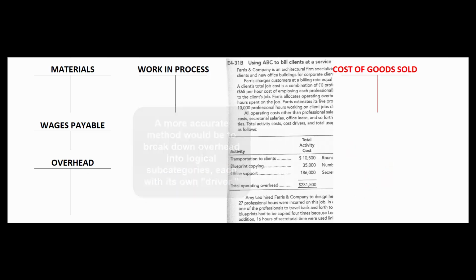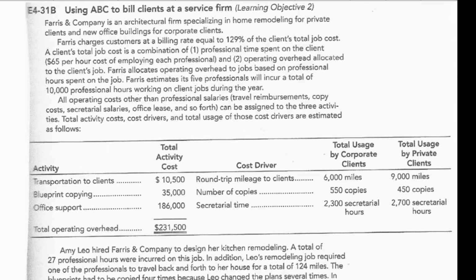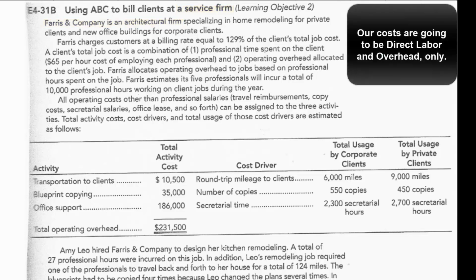All right, let's do a problem together. Ferris & Company is an architectural firm that specializes in home remodeling. And the first thing we notice is that since they're an architectural firm, they don't sell things. We're going to use one overhead application rate, and then we're going to use multiple ones, that's activity-based costing, to apply overhead, but we're not going to sell things. We're just going to have wages payable and overhead on these jobs.